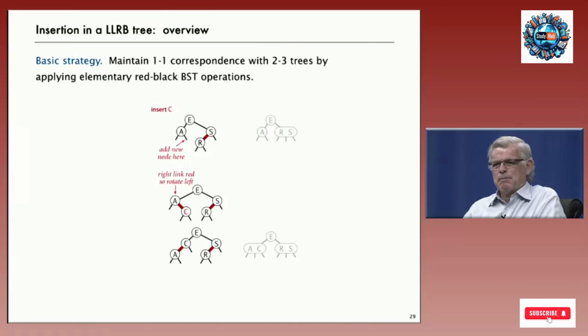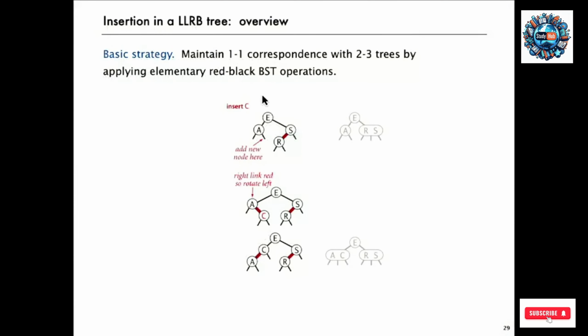So here's an example. If we want to insert C into this red-black tree, which is a representation of this 2-3 tree, then C is going to be less than E, greater than A, so it'll get added as the right link of A. And every time we add a node, we just create a red link to its parent, and so that's changing the 2 node into a 3 node. In this case, it's a 3 node that's oriented the wrong way, so we need to do a left rotate.